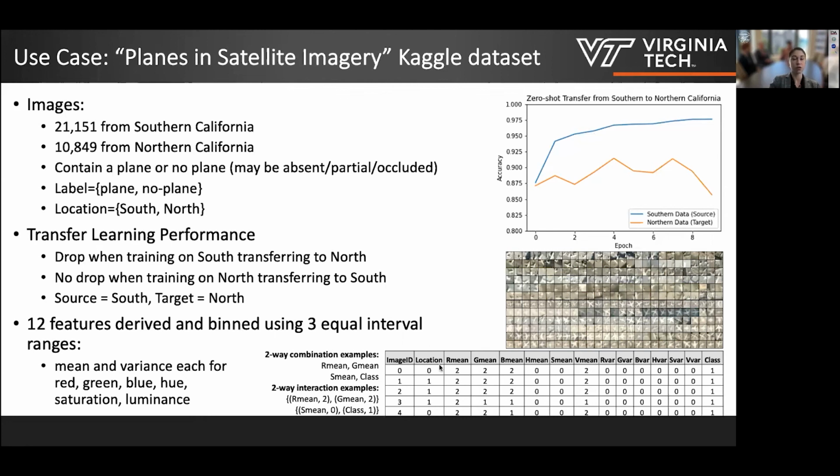And so this chart to the right is just giving an idea of binned values. And so we've just assigned a value of 2 for that bin for the red mean value, for example. And so just to go back to our terminology, two-way combinations would be like R mean and G mean, or S mean in the class column. And then two-way interactions would be R mean at value 2 and G mean at value 2 would be a two-way interaction, or S mean at value 0 and class at value 1 would be a two-way interaction.